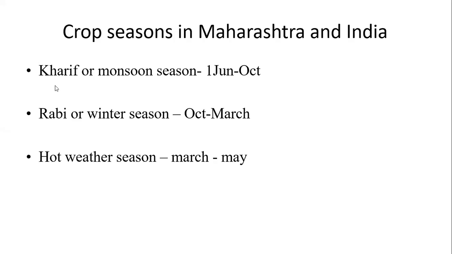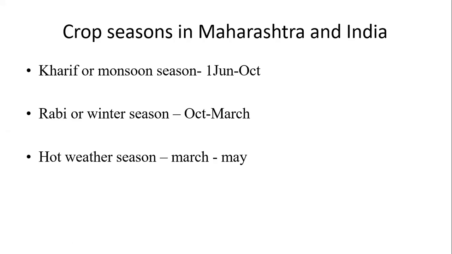What are the main seasons in India and Maharashtra, and what are their time periods, meaning from which date or which month they start and at which month they end. The first season is Kharif, or the monsoon season. The Kharif season starts from the 1st of June, the start of the monsoon, and ends in October.